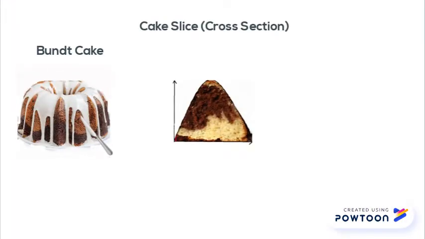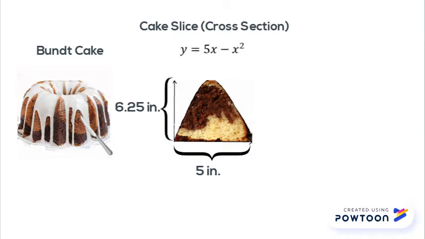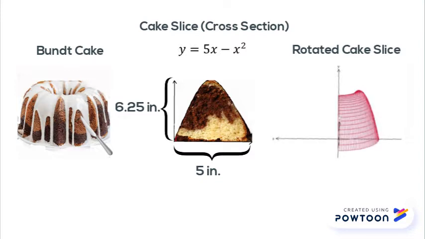You cut the bundt cake and graph the curve of the cross-section of the bundt cake. Because the base of the bundt cake is 5 inches and the height is 6.25 inches, this graph is a parabola with the equation of y equals 5x minus x squared. If you rotate this graph around the y-axis, you see the same shape as the bundt cake.